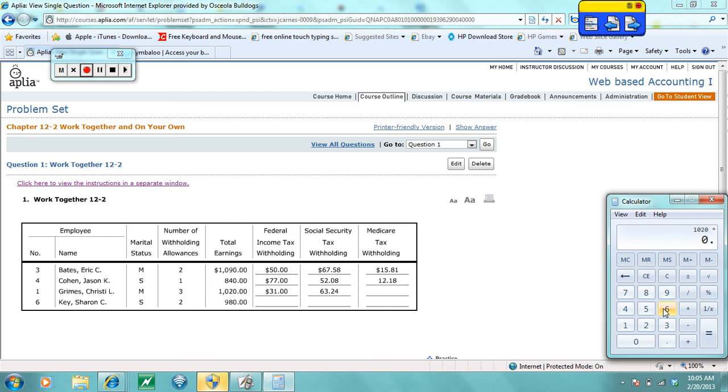Times 0.0145, right? For Medicare. $14.79.